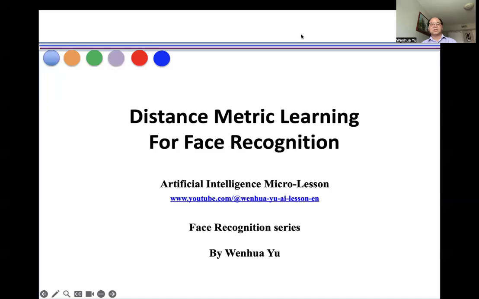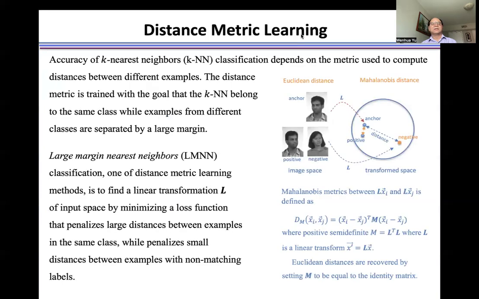In this video, I introduce distance metric learning for face recognition. Accuracy of k-nearest neighbors classification depends on the metric used to compute the distances between different examples. The distance metric is trained with the goal that the k nearest neighbors belong to the same class, where examples from different classes are separated by a large margin.